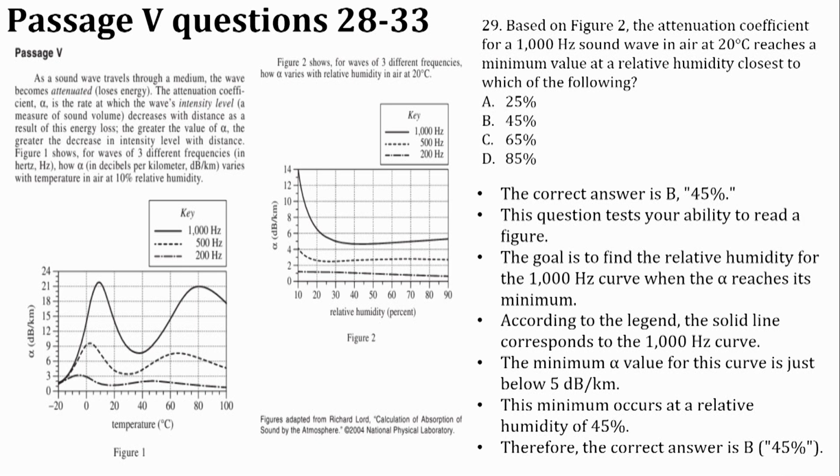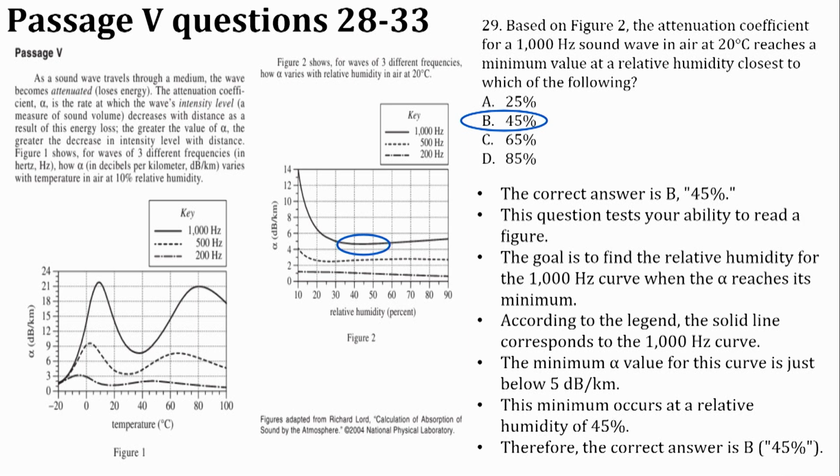This question tests your ability to read a figure. The goal is to find the relative humidity for the 1000 hertz curve when the attenuation reaches its minimum. So this is the part that I have circled. According to the legend, the solid line corresponds to the 1000 hertz sound wave. The minimum attenuation value for this curve is just below 5. This minimum occurs at a relative humidity of 45%. Therefore, the correct answer is B.